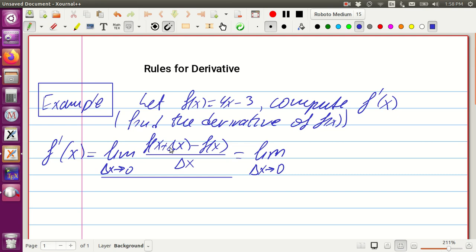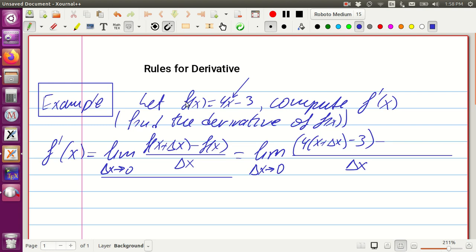So what is f of x plus delta x? What we need to do, we have to take x plus delta x and plug it in over here for this x. So we open parentheses, we say 4 parentheses x plus delta x minus 3. So we figure out f of x plus delta x. Then we put a minus. On the bottom we will have delta x.